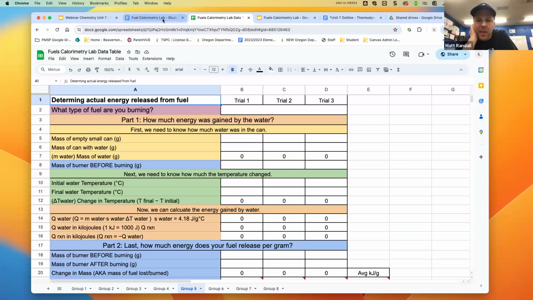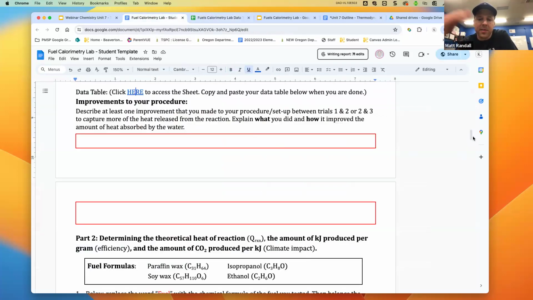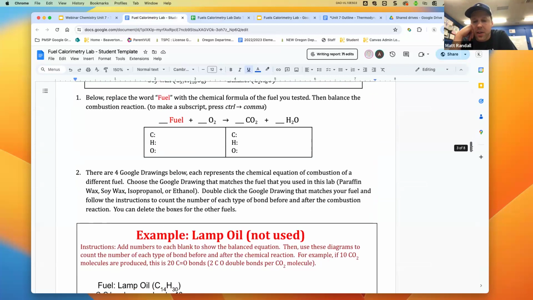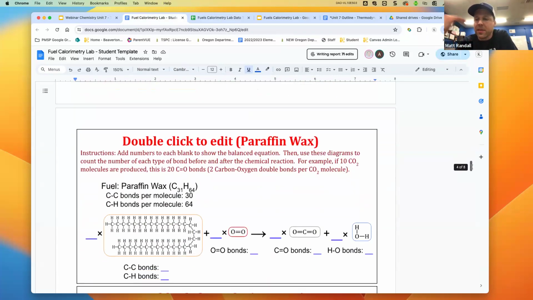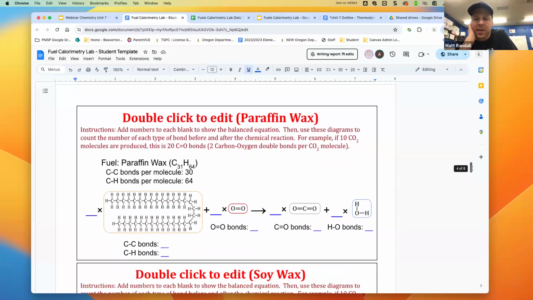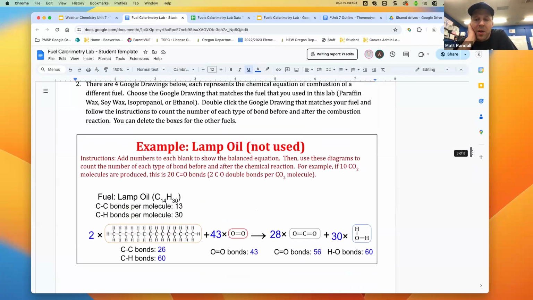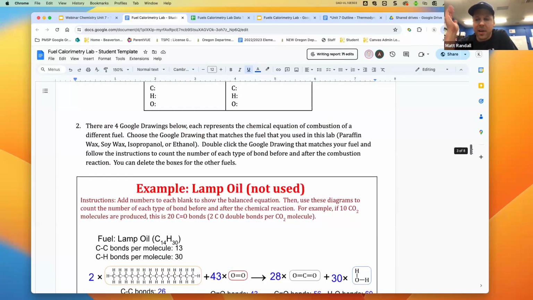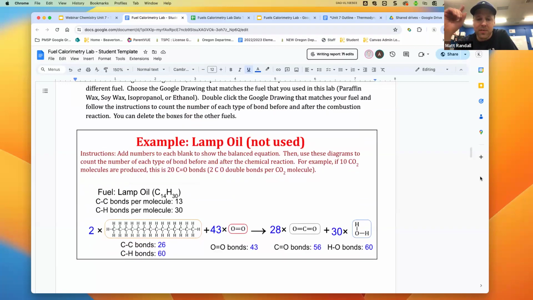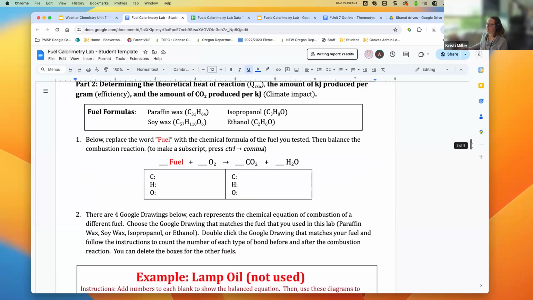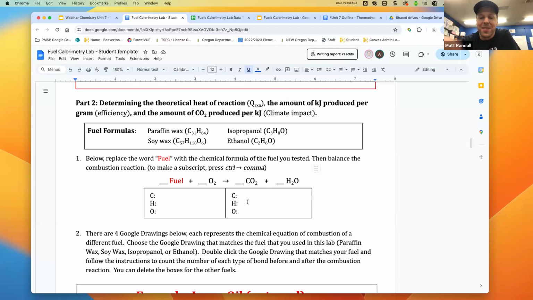Cool. And if you go back to the lab doc, I just want to talk a little bit about the analysis questions. If we scroll down in the calculations, this has a number of scaffolds built in. Going back up, one of the scaffolds is just that box to help students count atoms, for the balanced equation.